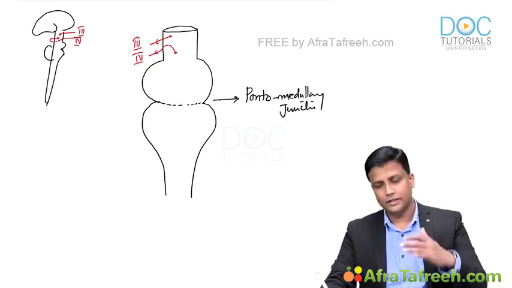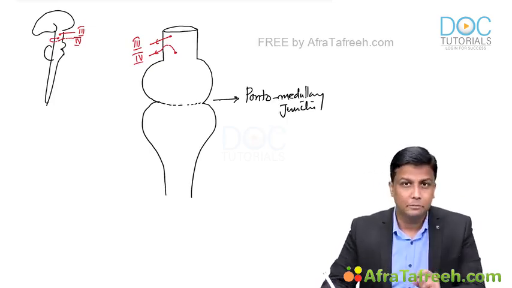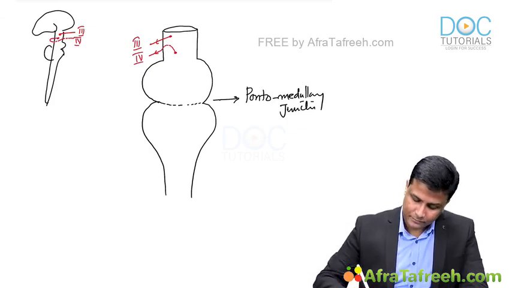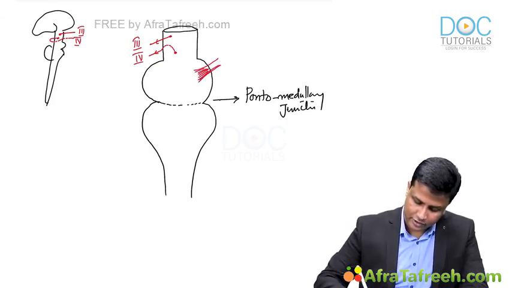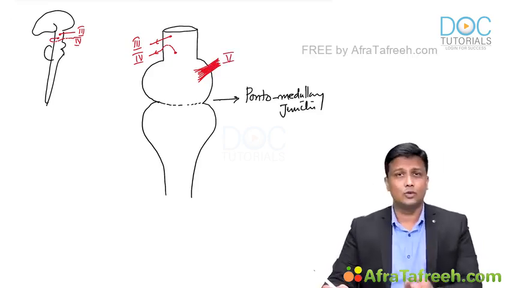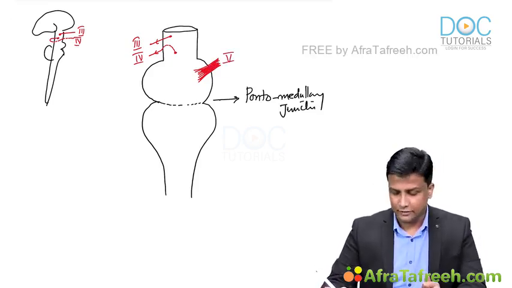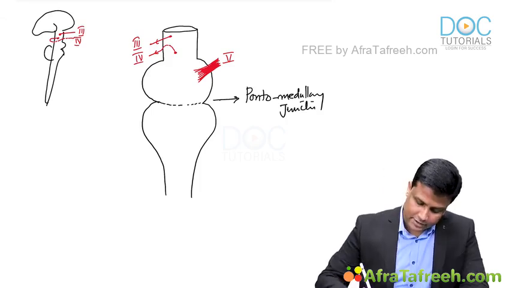Whatever, 3rd and 4th nerve will be originating from the midbrain. Then the next one, pons. The only one cranial nerve which will be coming out from the pons will be your 5th cranial nerve, the trigeminal nerve, the thickest as well as the largest cranial nerve. Then the cranial nerve number 6, 7 and 8, sir.